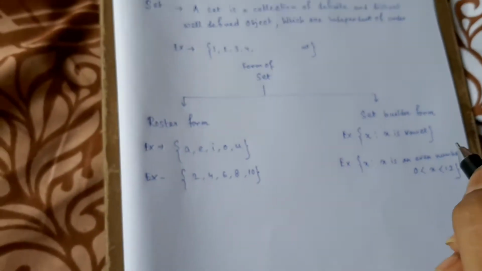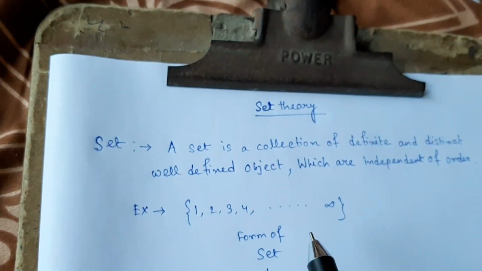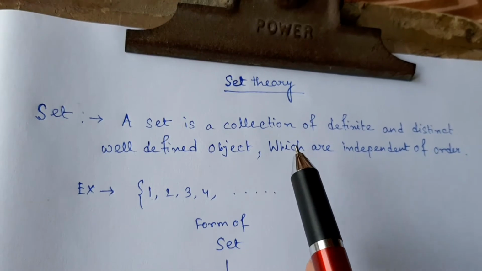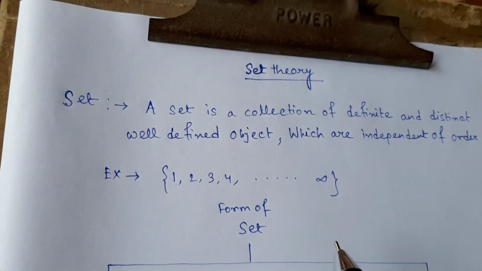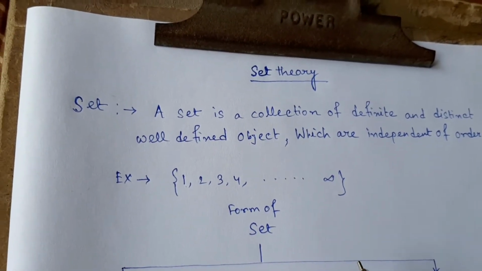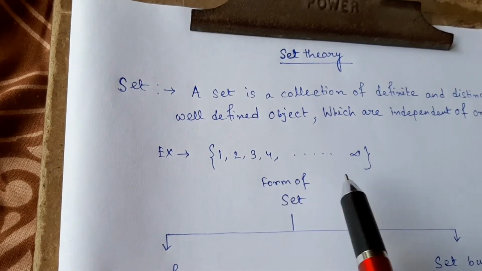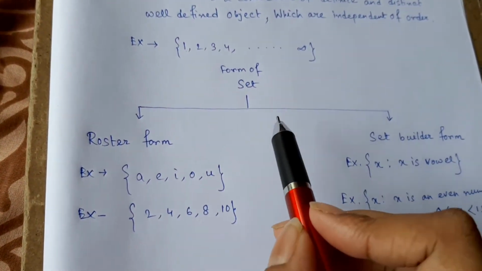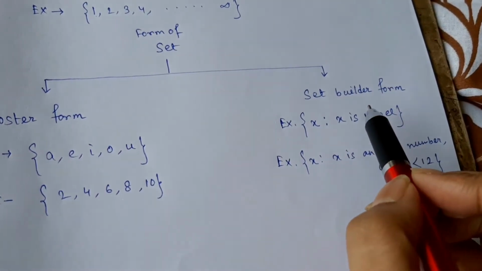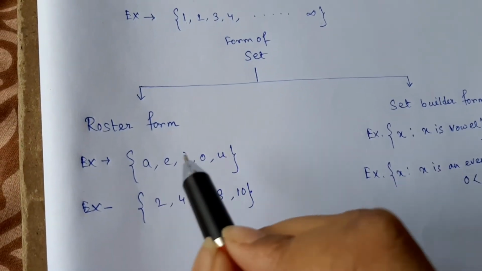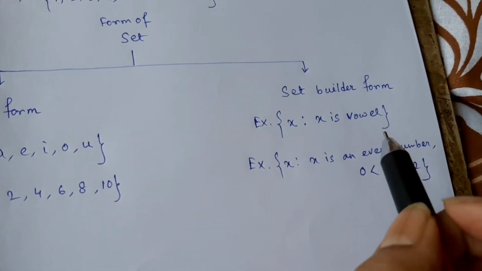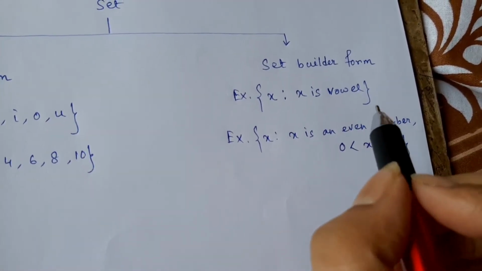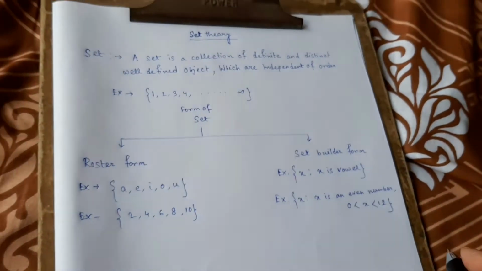Okay. So what is a set? A set is a collection of definite and distinct well-defined objects which are independent of order. This is an example of a set. Forms of sets are of two types, roster form and set builder form. Here roster form is written in this way and set builder form is written in this way. Okay.